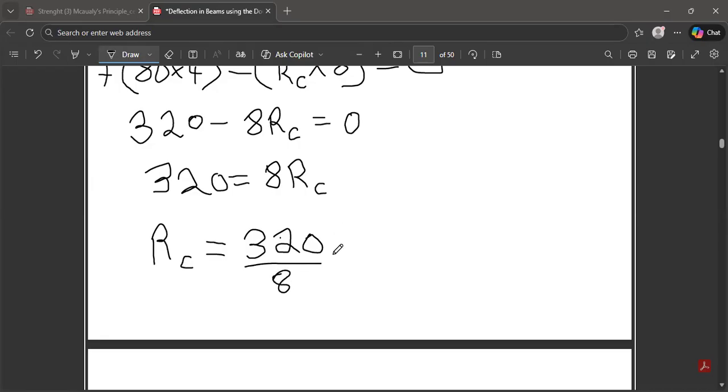And 320 divided by 8, what are we going to get? 320 divided by 8, we are going to get 40 kilonewton. We are going to get 40 kilonewton.